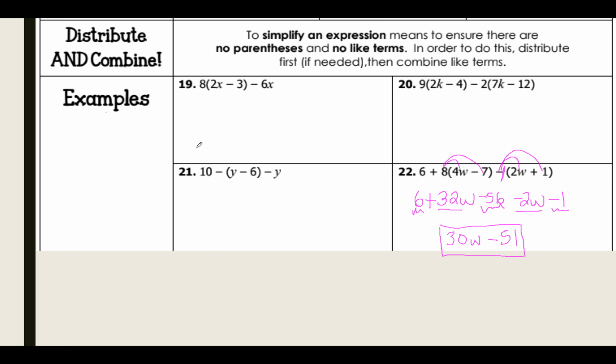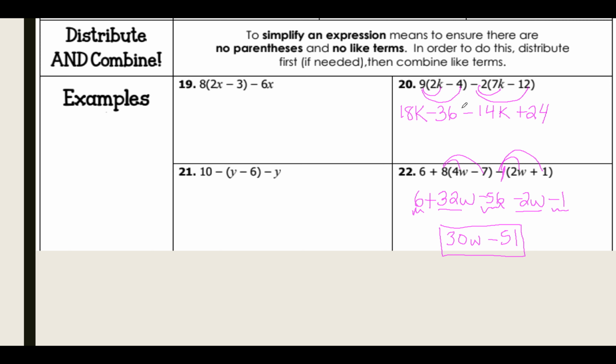Okay, actually I'm going to have you guys do 21. I'm going to do 20. Let's distribute the 9. So 9 times 2k is going to be 18k. 9 times negative 4 is going to be negative 36. Okay, we're done with that distribution. Now we got to move on to the second set of parentheses. Negative 2 times 7k is going to be negative 14k. Negative 2 times negative 12 is going to end up being a positive 24.